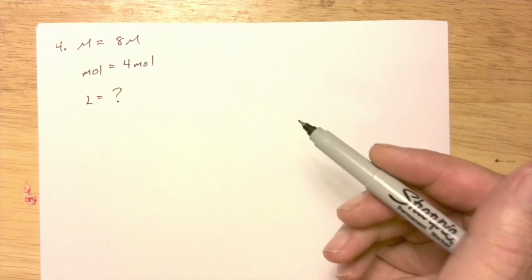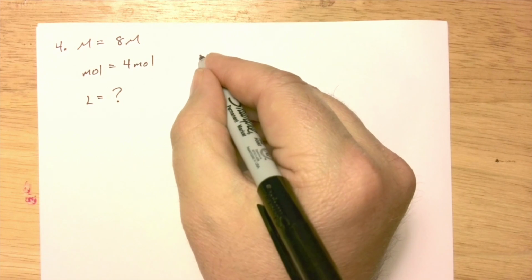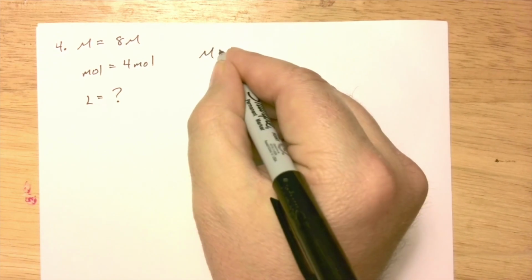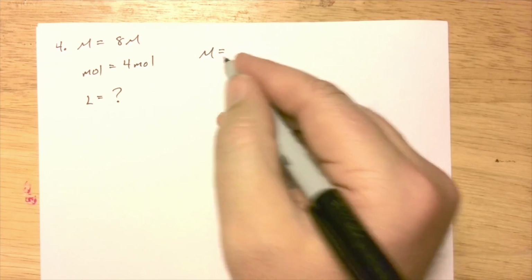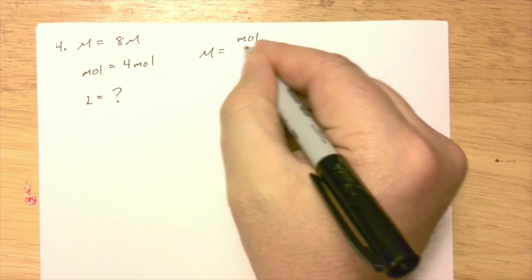This one's going to be pretty straightforward here. So we already have all the information we need. We just need to solve for liters. So molarity is equal to a mole per liter.